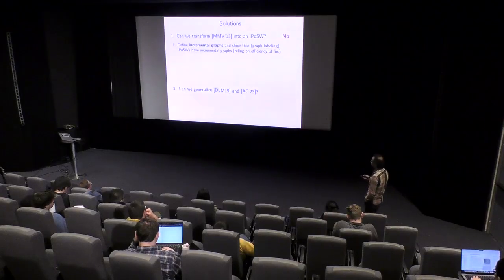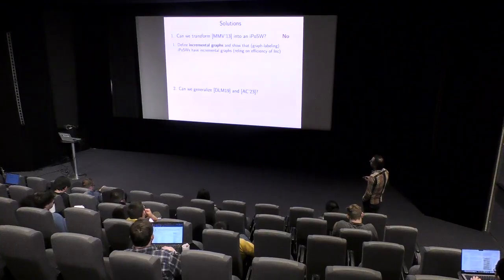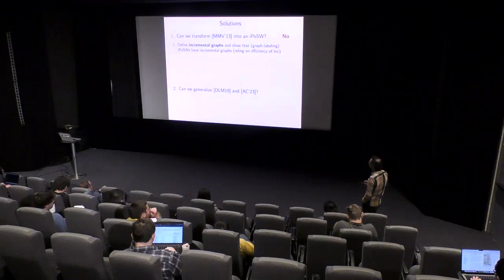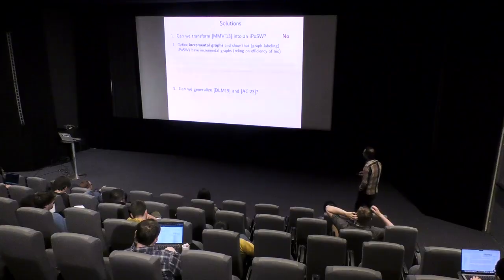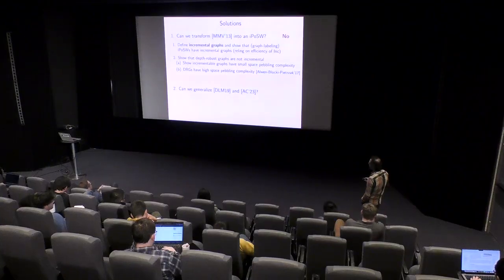I wouldn't go into details, but the highlight is how we do it. We first define what we call incremental graphs, and we show that IPOWs have incremental graphs. They are necessary for IPOWs. And we prove this very simply by relying on the efficiency requirements of INC. Okay? It's very simple to prove that. And the next step, we show that depth-robust graphs are not incremental. And we show this in two steps.